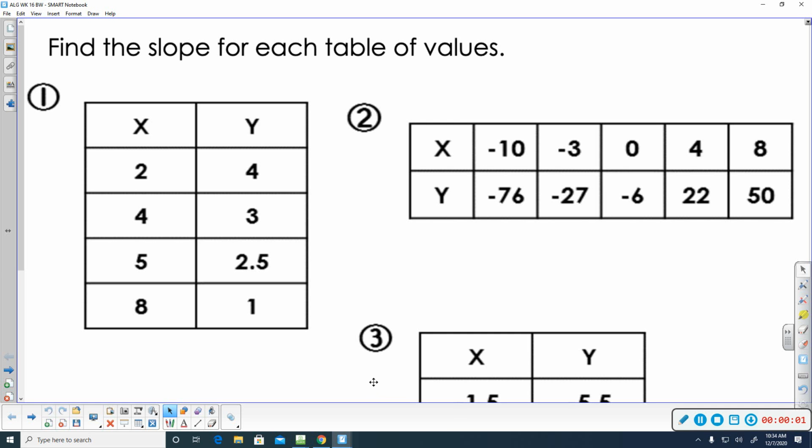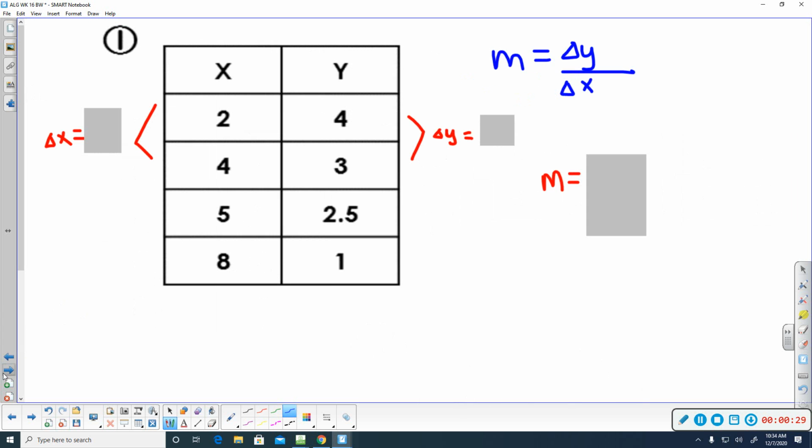Okay, today's spell work problem says to find the slope of each table of values. So remember, before we even start, you want to remember that slope is represented by the lowercase m. So the variable m represents slope, and it is equal to the change in y, remember that triangle, that delta symbol means the change in, over the change in x. So for each table here, to find the slope, we need to find the change in y and the change in x, and then write it as a fraction.